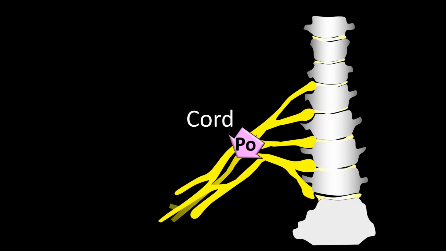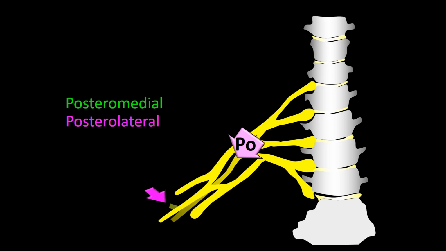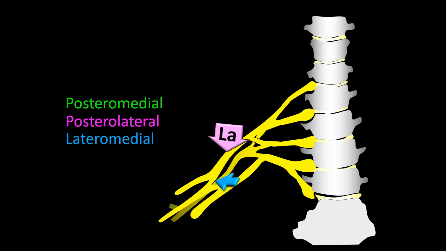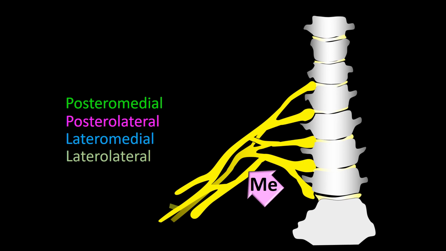The posterior cord divides into the posteromedial branch and the posterolateral branch. The lateral cord divides into the lateromedial branch and the laterolateral branch. And the medial cord divides into the mediolateral branch and the mediomedial branch.